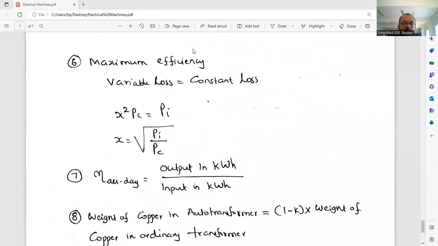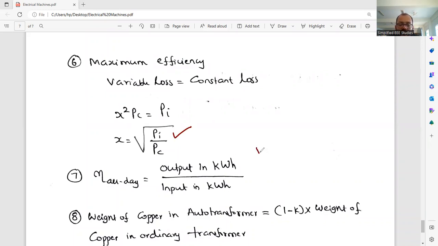Similarly, the condition for maximum efficiency is that variable loss is equal to constant loss. You can write the variable loss X square into PC equal to PI, the iron loss or constant loss. From this, you can compute the value of X as the square root of PI by PC. This is the condition for maximum efficiency.